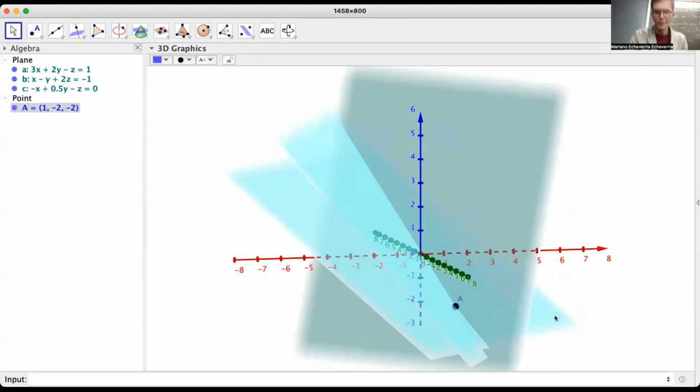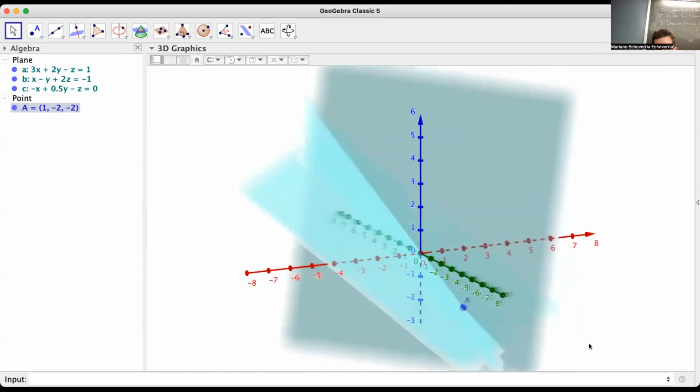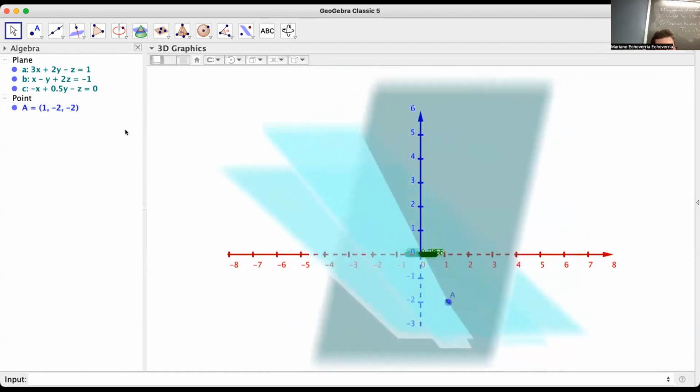In general, it would allow me to work with it, change the colors and everything. I don't know what's going on today, but that essentially gives you the point of intersection of these planes. The idea is that solving the system of equations corresponds to figuring out whether the planes intersect.